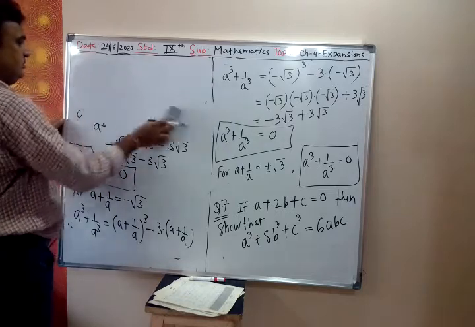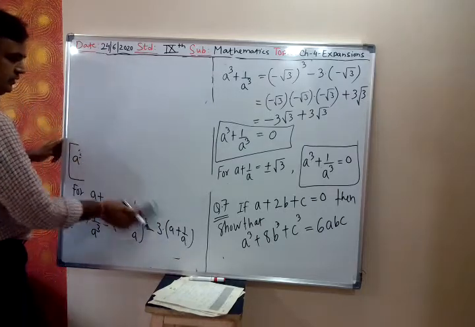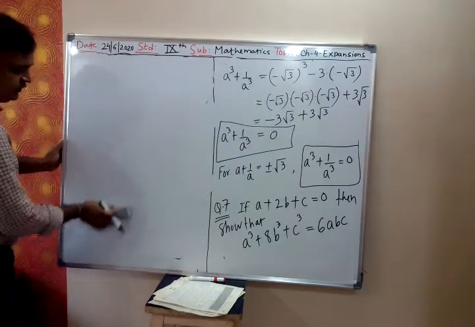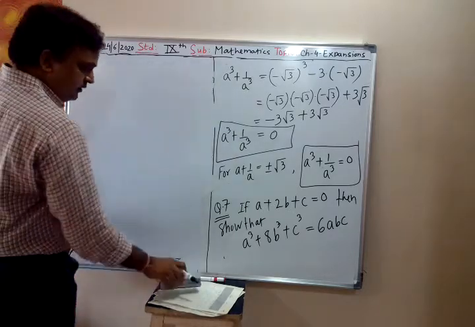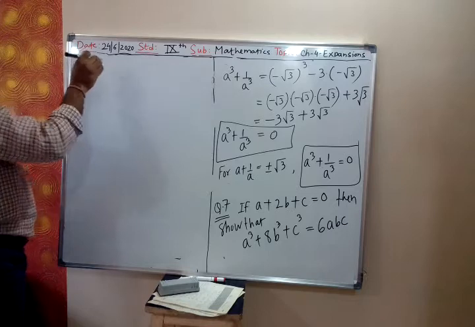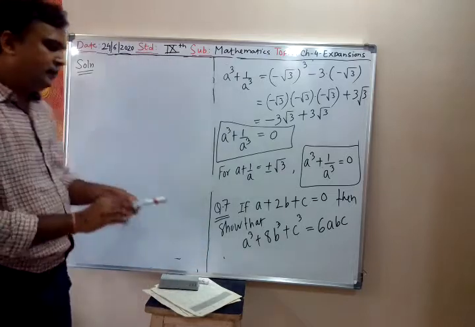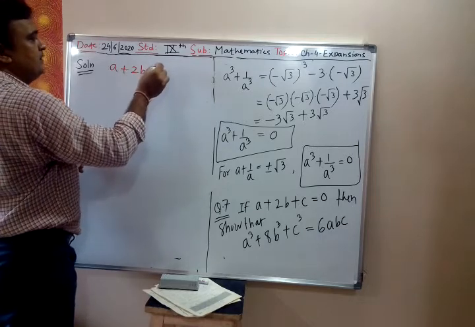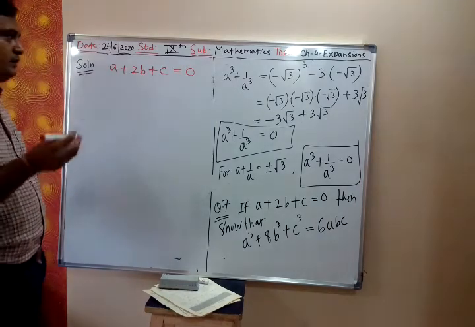Question number 7, let us solve. A plus 2b plus c is equal to 0. Then show that a cube plus 8b cube plus c cube is equal to 6 times abc. So let us solve question number 7. We are given a plus 2b plus c is equal to 0.